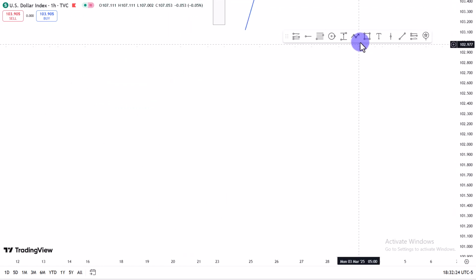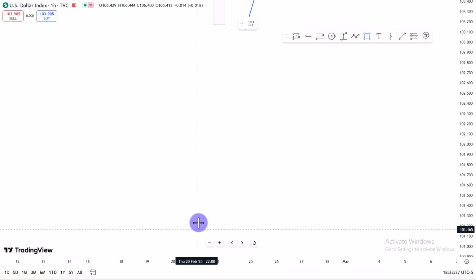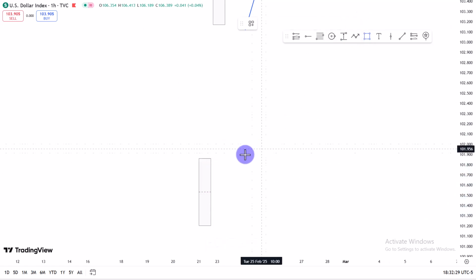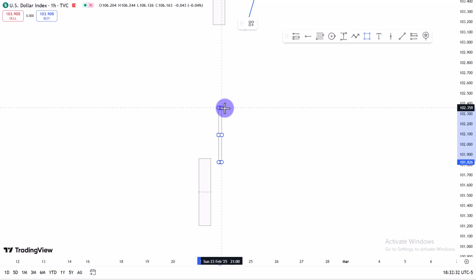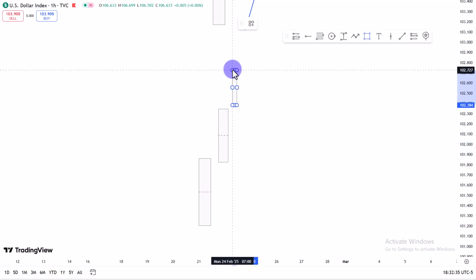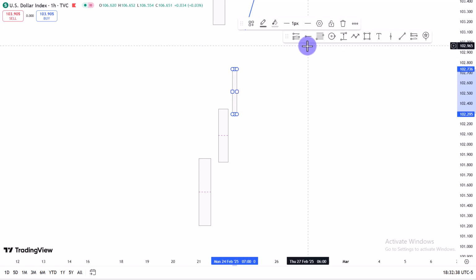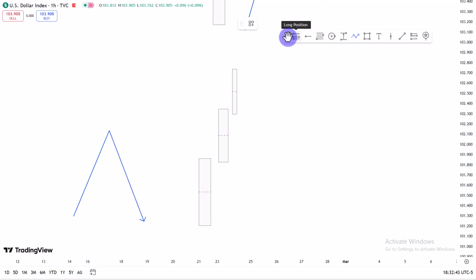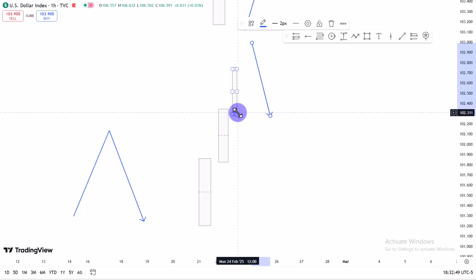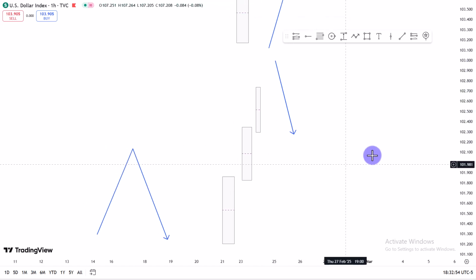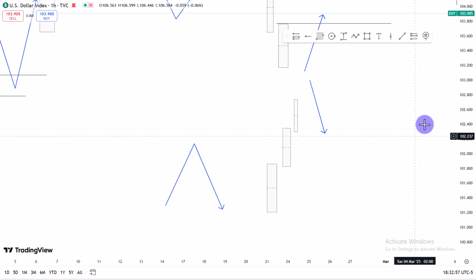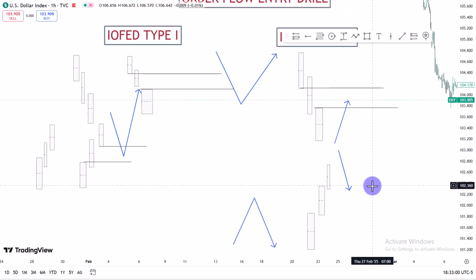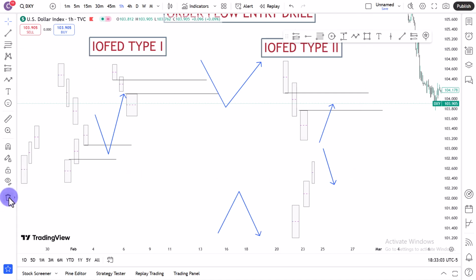Another scenario is if we see price action trading higher, just like that, and we have a fair value gap right there with an old high in between. As price action returns into the fair value there, you see that the low of that candle, that is a buy with our stop loss below the low of this candle. This is IOFED type 2. I believe that this is clear enough. Remember, the magic is trading the IOFED in confluence with the order flow.